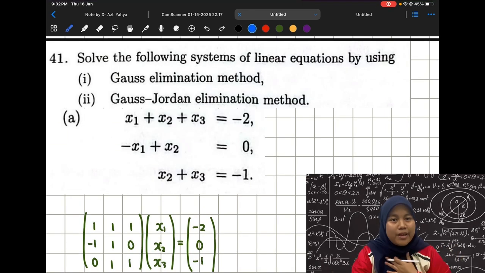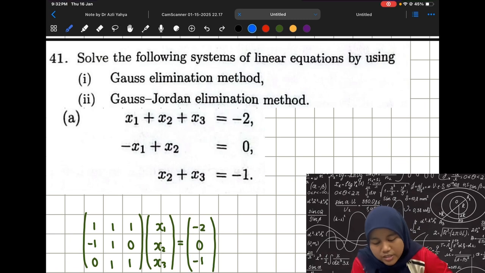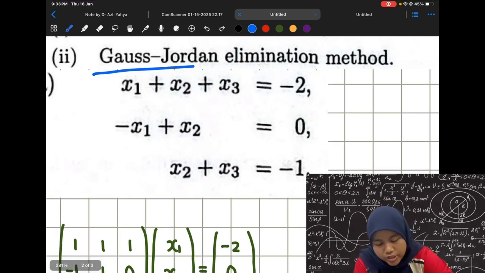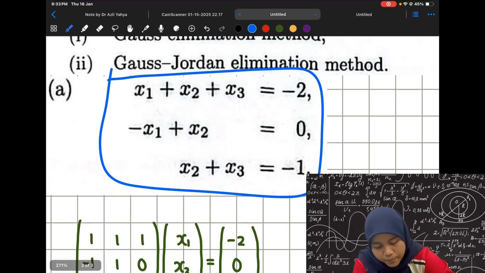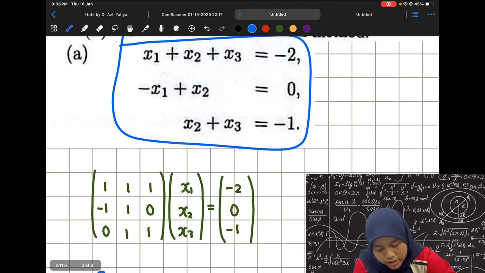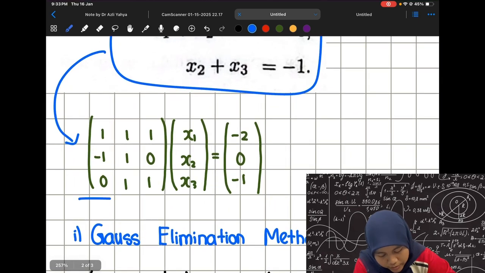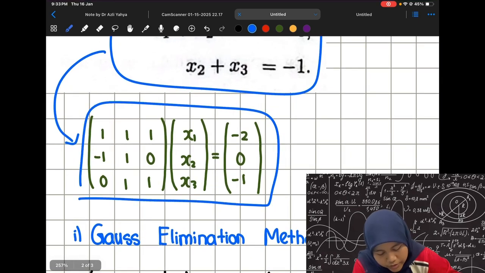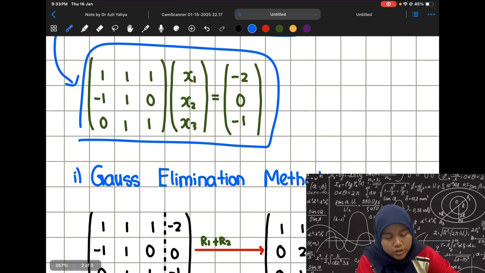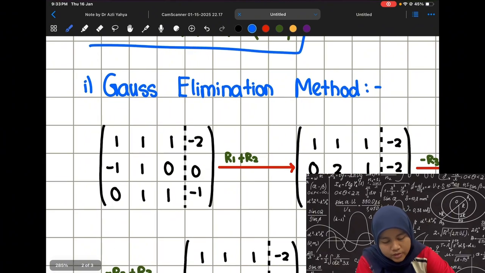Hi, I am Natasha. So I will continue with the last question. The question is, solve the following system of linear equation by using Gauss elimination method and Gauss-Jordan elimination method. So here the equation that given to me. I transfer this equation into the matrix form like this. So let's start with the Gauss elimination method first.